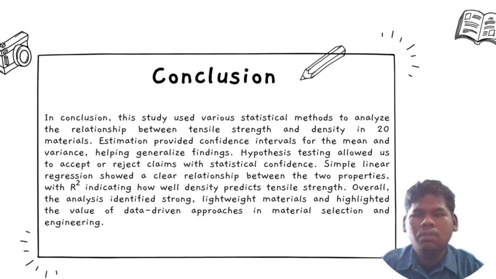Conclusion: In conclusion, the study used various statistical methods to analyze the relationship between tensile stress and density in 20 materials. Estimation provides confidence intervals for the mean and variance, helping generate findings. Hypothesis testing allows us to accept or reject claims with statistical confidence. Simple linear regression shows the relationship between two properties, with R square indicating how well density predicts tensile strength.